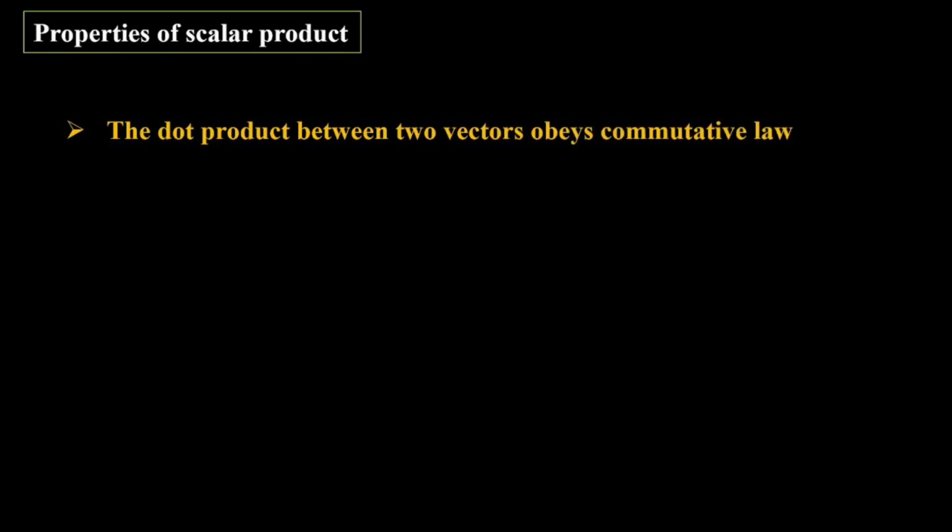These are some of the important definitions related to the dot product. You just need to remember them. Now let's move to some properties of the scalar product. The dot product or scalar product between two vectors obeys the commutative law.